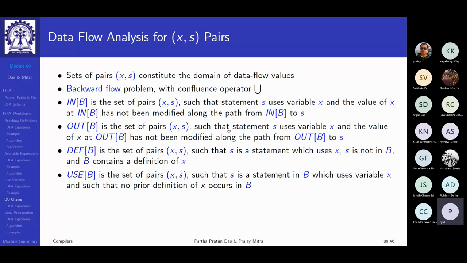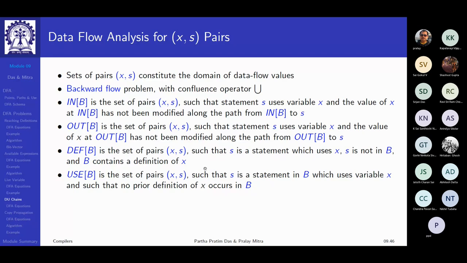Similarly, out[B] is a set of statements that use variable X, and the value of X at out[B] has not been modified. So what is the gen? The use is a set of pairs such that S is a statement in this basic block that uses variable X. Naturally, if S uses variable X, then that is something which has been added from this block. And what is kill? S is a statement which uses X, and S is not in B, and B contains a definition of X.